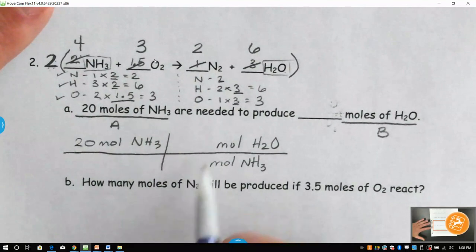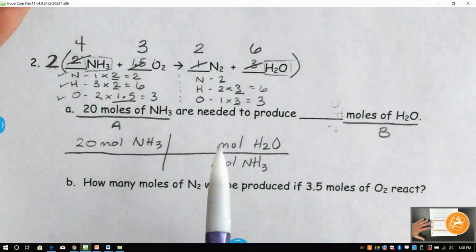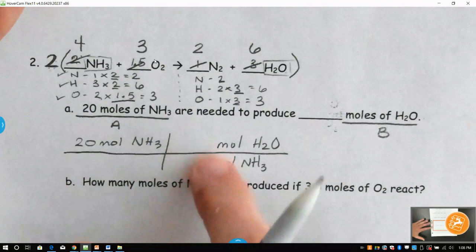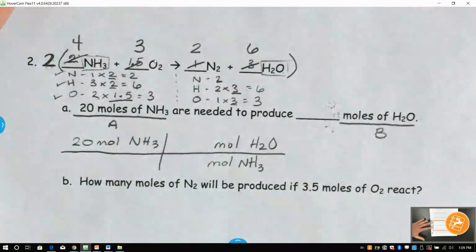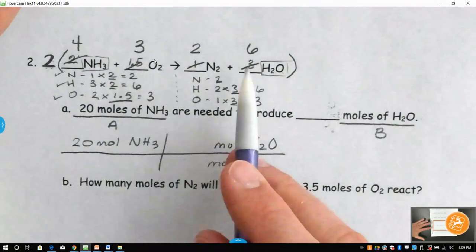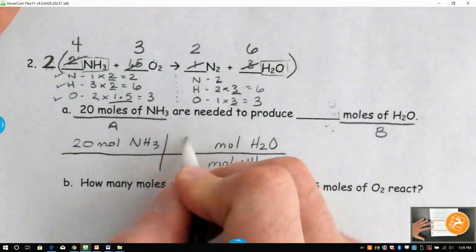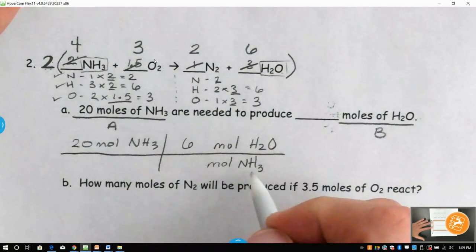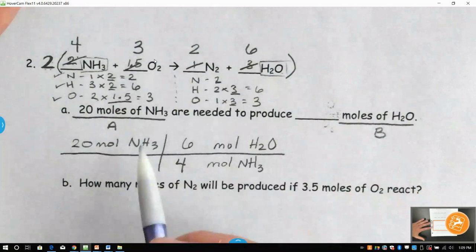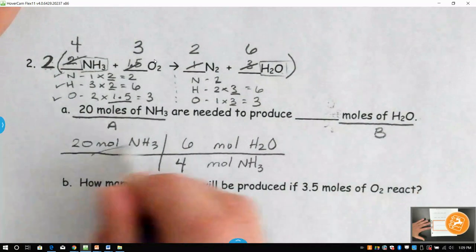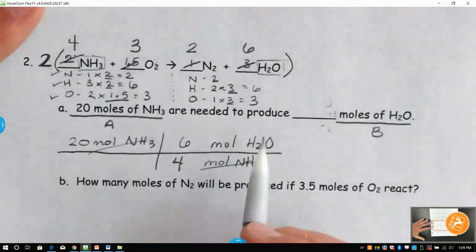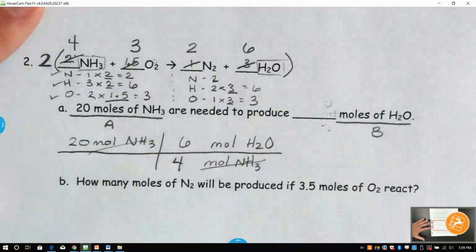Now, where do we get the numbers from? Coefficients. Okay, so what is the coefficient here of H2O? Well, not 3. Oh, 6. It's 6, okay? And then what is the coefficient of NH3? 4. Okay. Moles of NH3 cancel because they're top and bottom. And then step 5. Multiply what's on top, divide by what's on bottom.